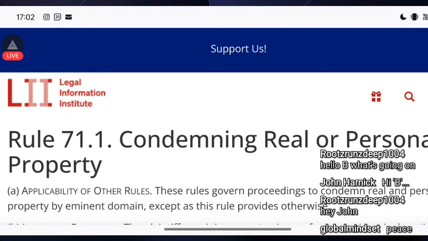So, it's important to understand that when certain securities are tied to certain lands that have been annexed, then the rules they have to comport to in order to issue those securities sometimes fall under Rule 71.1.